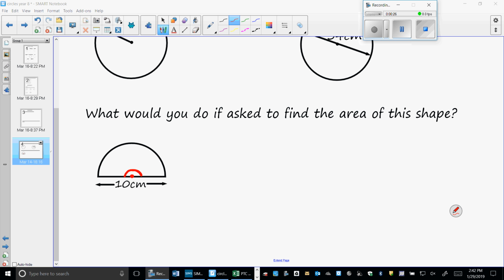So the question says, what would you do if you were asked to find the area of the shape? Well, if we remember, what's the formula for the area of a full circle? Maya? Pi r squared. So for the area of a circle, you must establish the value of r. That's really, really important. You need to know the value of the radius.